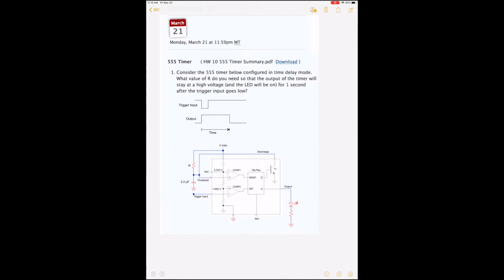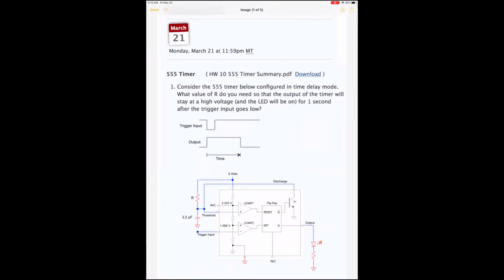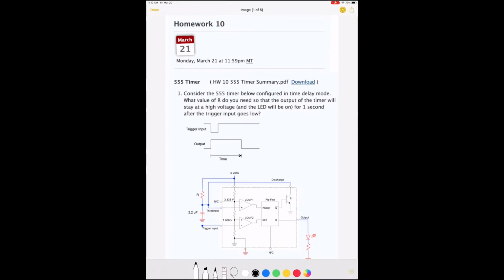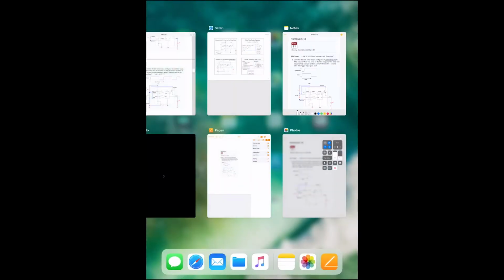So the first problem says, consider a 555 timer below in time delay mode. That is very important, so let's underline that. Time delay mode. What value of R do you need so that the output of the timer will stay at a high voltage for 1 second after the trigger goes low? For this problem, it's not super tricky what we need to do. All we have to do is realize that this is in time delay mode and go look at the notes.